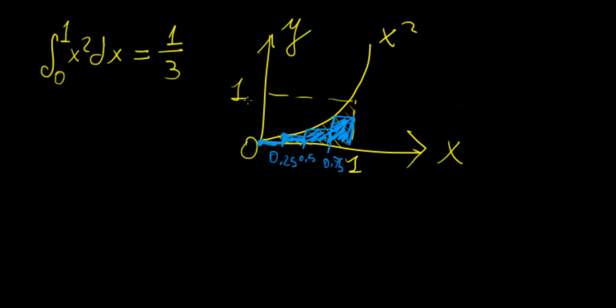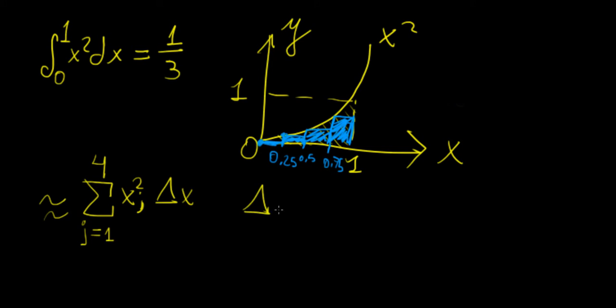So what is this going to turn out to be equal to? Well, the integral is going to be approximately equal to the sum to 4 terms of j equals 1 of the function, which is in this case x_j squared, times delta x, and delta x is going to be defined as the interval 1 minus 0 over 4, which is 0.25. So that's how we found out that that was the step size in our approximation.